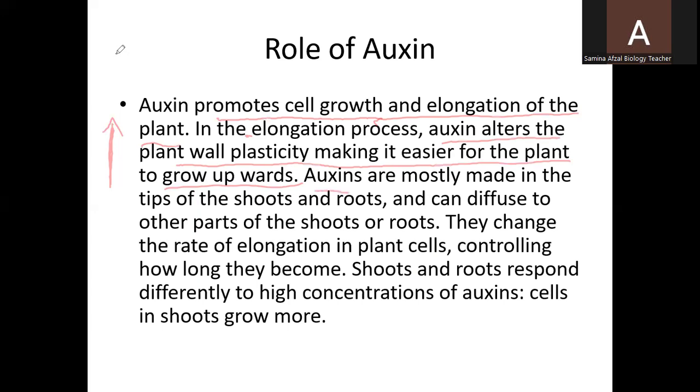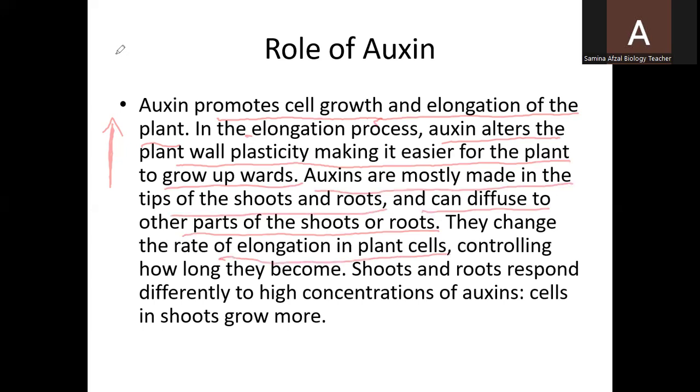place. Auxins are mostly made in the tips of the roots and shoots. So the basic location of the auxins are the roots and shoots, where new roots and shoots are forming. Cell division is taking place at those places. So auxins are there and can diffuse to other parts of the shoots or roots. They change the rate of elongation in plants.